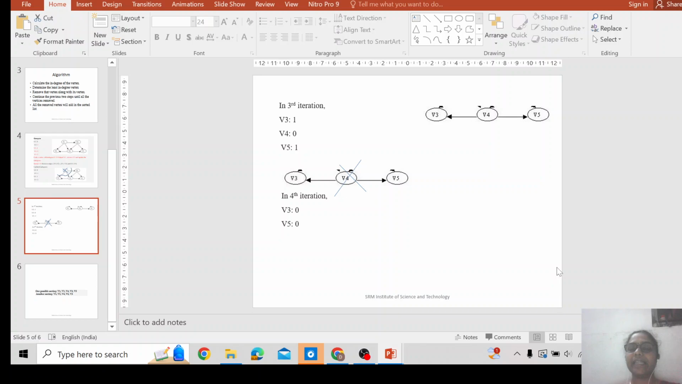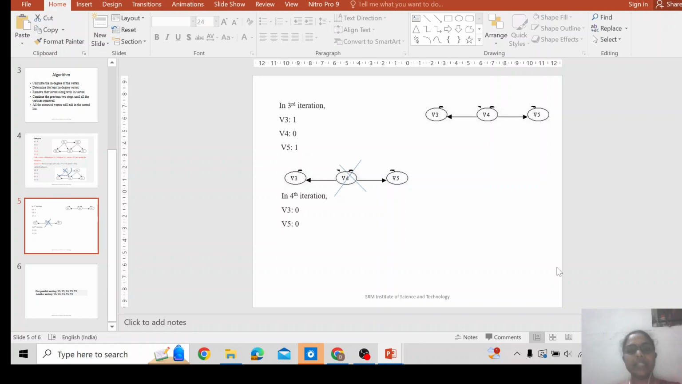Now calculate the in degree of vertices: V3 is 1, V4 is 0, and V5 is 1. Out of the 3, the one with the least in degree is V4. So remove V4 along with its edges. We will then have 2 disconnected vertices, V3 and V5. Now calculate the in degree of the available 2 vertices V3 and V5; both have in degree 0. So it is your choice whether to remove V3 or V5 first.